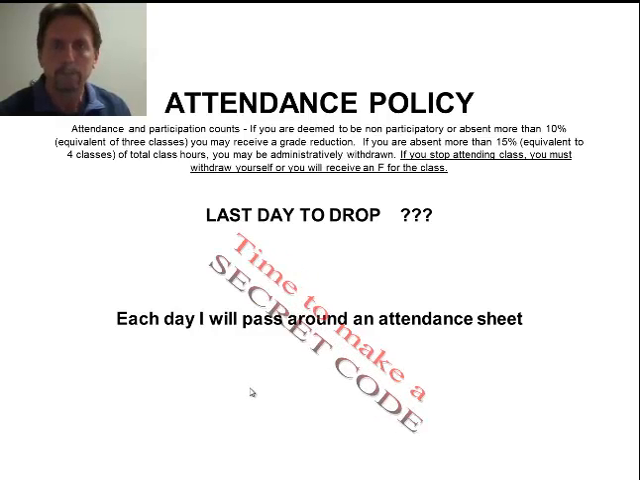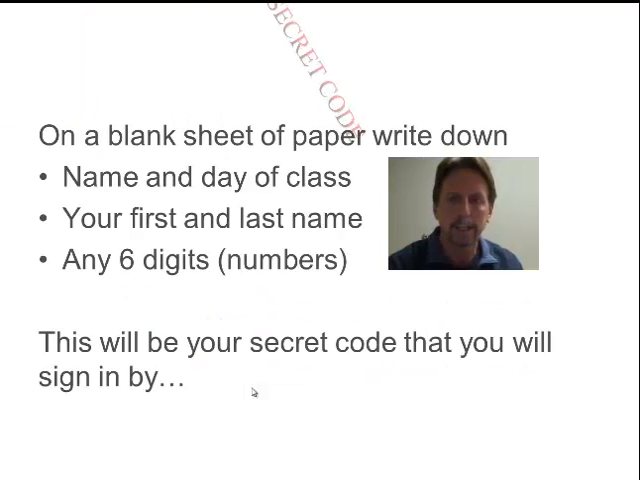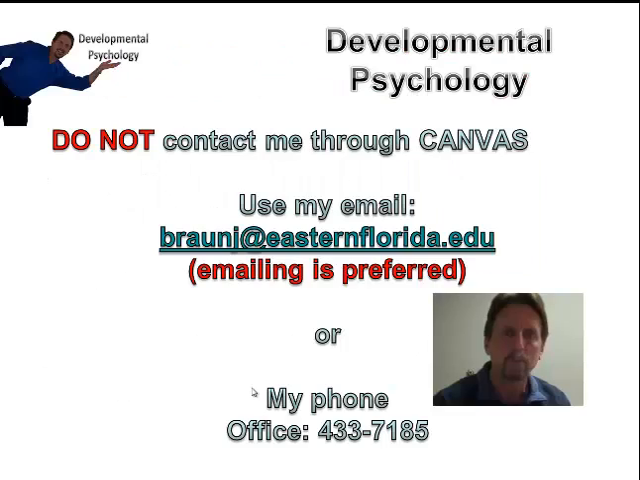Okay, it's time to make a secret code. If we're in class right now, you'd be taking out a sheet of paper and writing down the name and day of class, your first and last name, and any 6 digits that you want. The 6 digits are your secret code. I will put that on the attendance sheet and pass it around, and you'd sign in by that. So if you did not come to class the first day of class, when you come to class for your first day, already have this. Give me your 6 digits for your secret code.